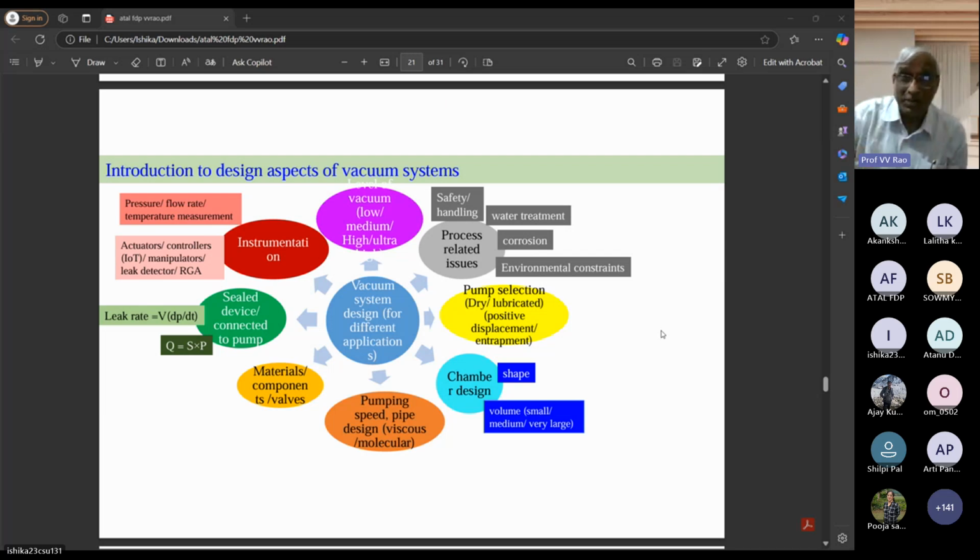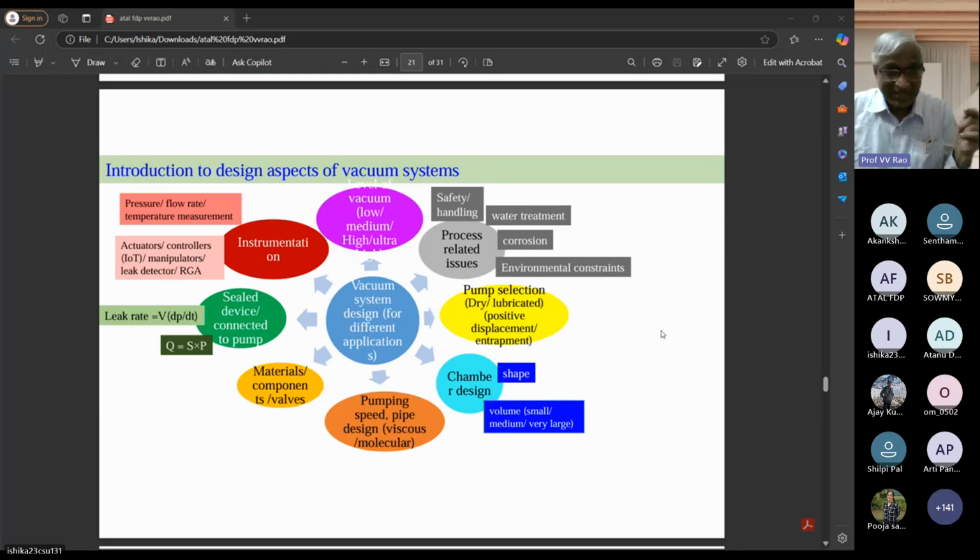And leak rate should not be there. You are continuously evacuating at 10 power minus 9 torr. Since you are continuously evacuating with a huge number of pumps, you are maintaining the vacuum. The moment you isolate the pump, immediately pressure will rise. That means what? There is a leak. So leak is not allowed.